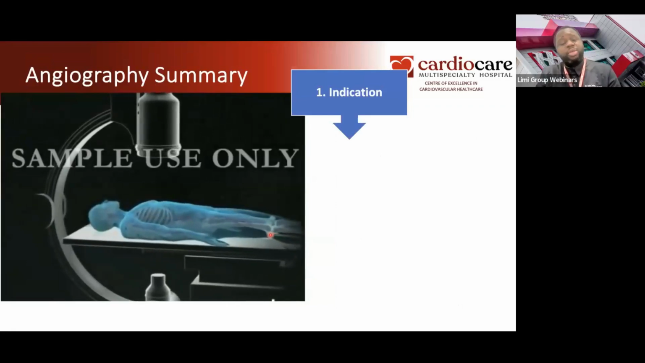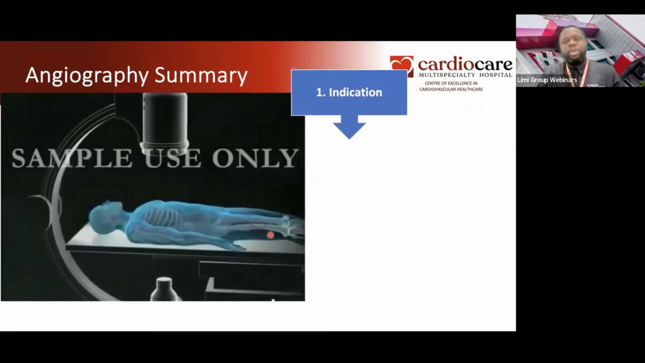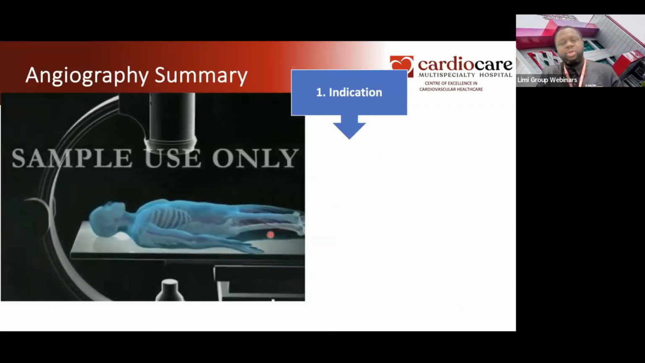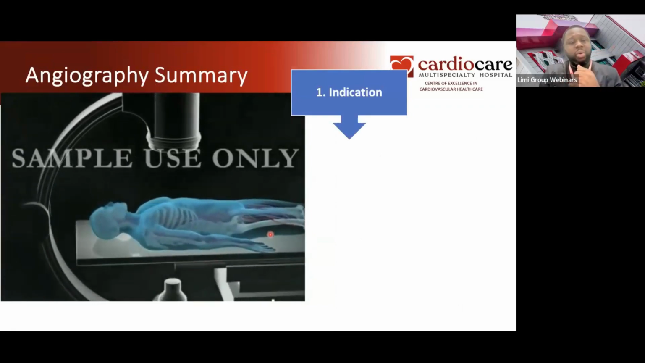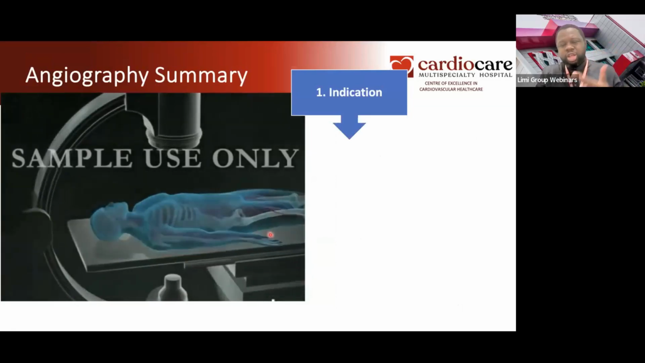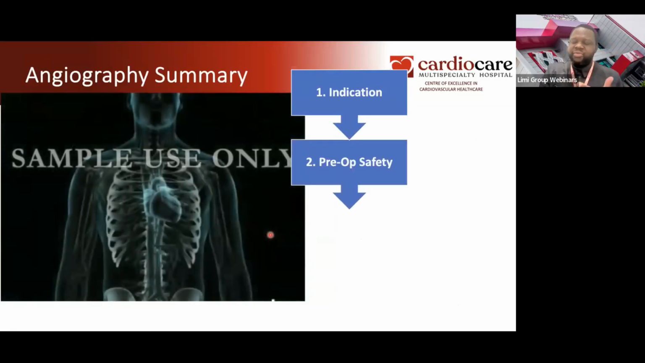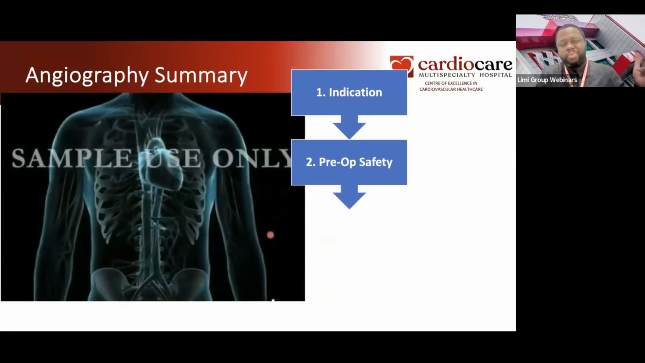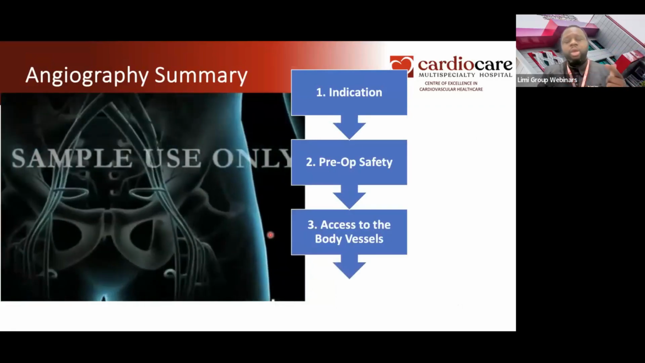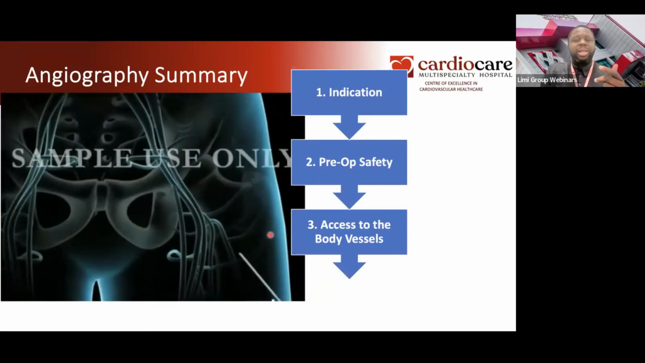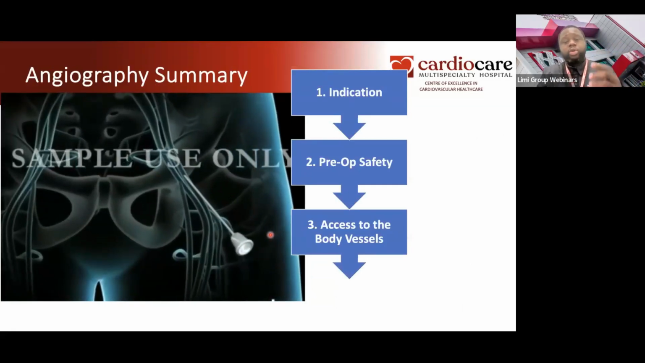There must be a reason for that patient to be in the cath lab. It cannot just be a routine test, because there are risks, like we said, even though it's less than 1%. There's risk of radiation to the provider, and then there's safety that must happen. We talked about all the pre-op safety that must be done, and we've talked about access now using largely femoral access, but also radial access.